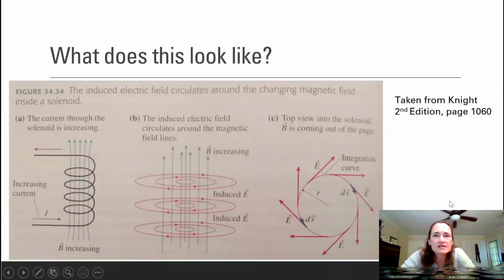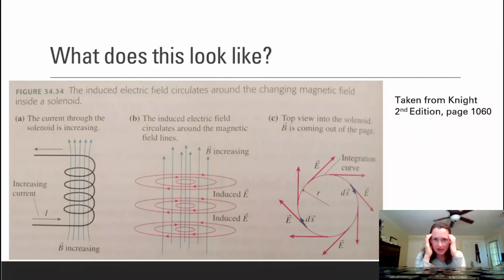All right, what does this look like and what are the implications, and can we use the differential form and verify that the differential form of Faraday's law works here? Okay, so first of all, let's get the concepts down and then we'll go on to the differential form.